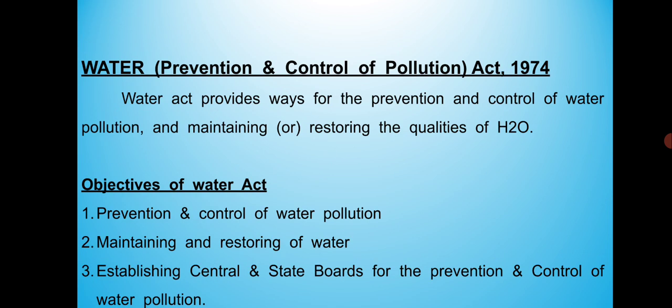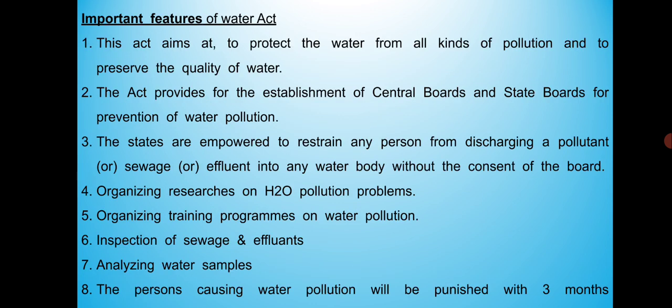Next one is the Water Act 1974. The Water Act provides a way for the prevention and control of water pollution and maintaining or restoring the quality of water. Objectives of the Water Act: prevention and control of water pollution, maintaining and restoring of water, establishing central and state boards for the prevention and control of water pollution. Important features of the Water Act. The Act aims to protect the water from all kinds of pollution and to preserve the quality of water. The Act provides for the establishment of the Central Board and State Boards for prevention of water pollution.